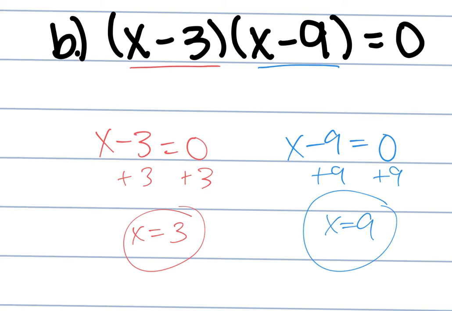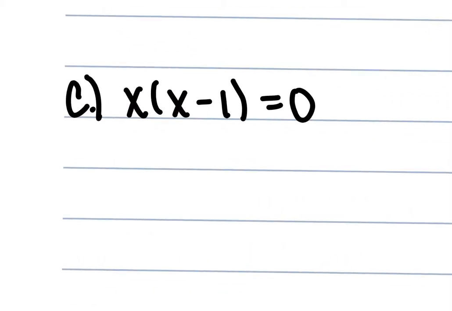Gucci? All right, let's do 2 more, and then I'm going to set you free, okay? All right. C. What do we do? Veronica? X equals 0. And? X minus 1 equals 0.